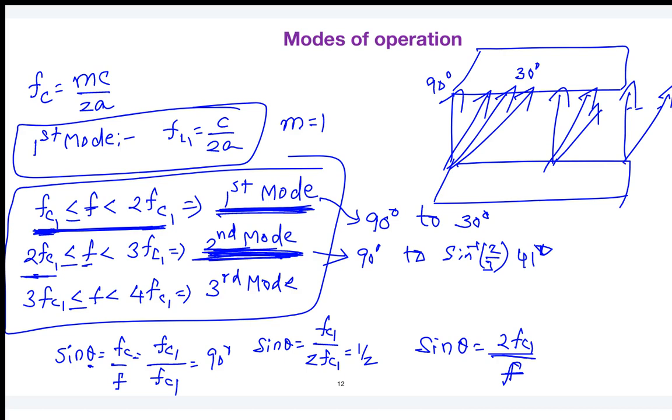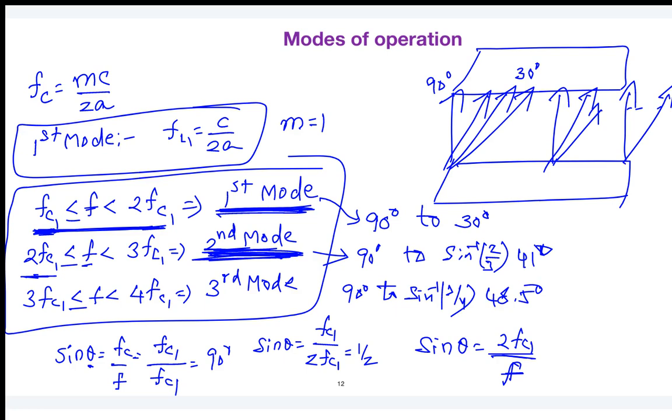Quickly tell me for the third one, what does the wave angle range from? So again 90 degrees to sine inverse 3 by 4. Good. 90 degrees to sine inverse 3 by 4. So sine inverse 3 by 4 is approximately 48.5 degrees. Okay, so what is an observation you can get here?